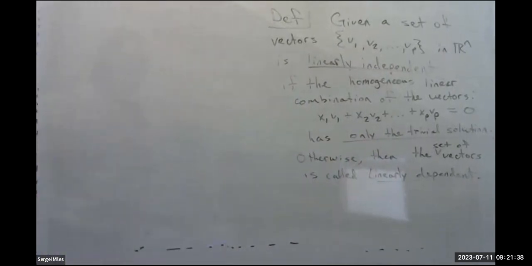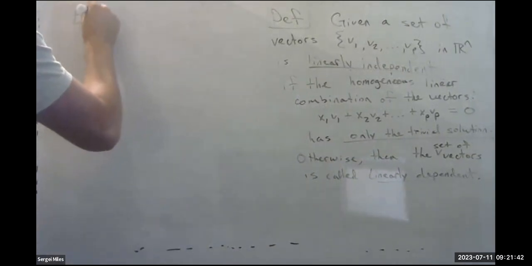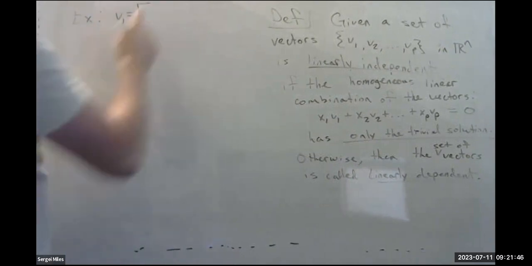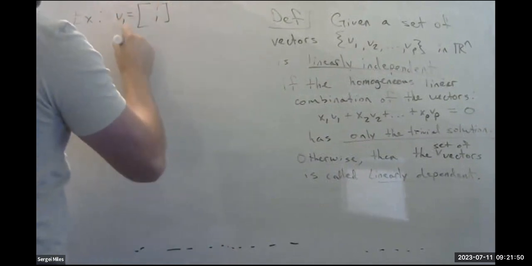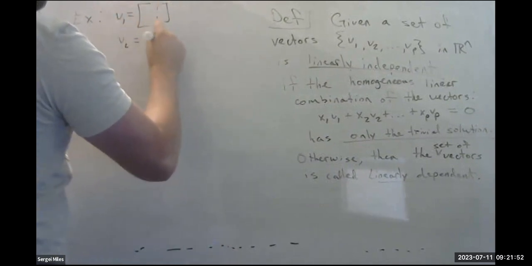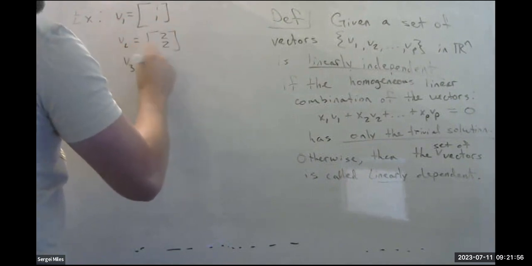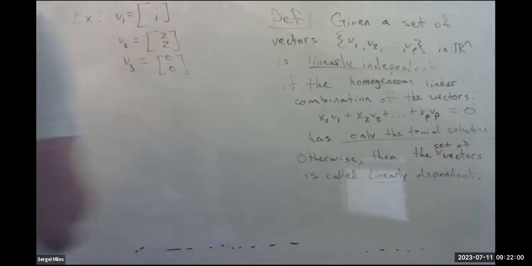So we can see other examples. And we can say, okay, well, what about if I have the vectors, let's say 1, 1, 2, 2, and 0, 0, right?